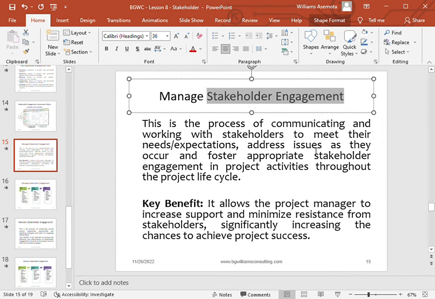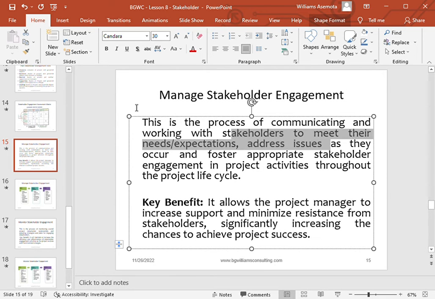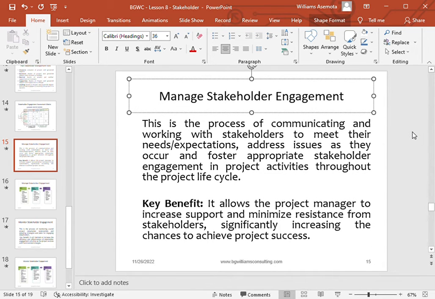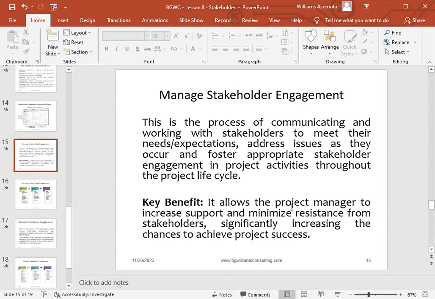So at this point of managed stakeholder engagement, what is the implication? What does that actually do for you? It allows the project manager to increase support and minimize resistance from the stakeholders, which can bring a significant chance of increase in project success. So at this point, you are communicating as expected. You are sending the memo. You are meeting their needs and expectations. You are working with them. They are having issues.